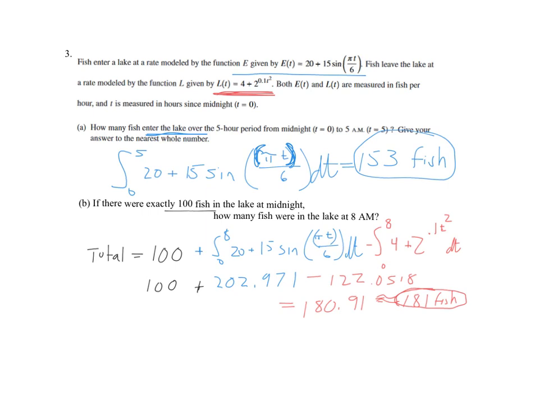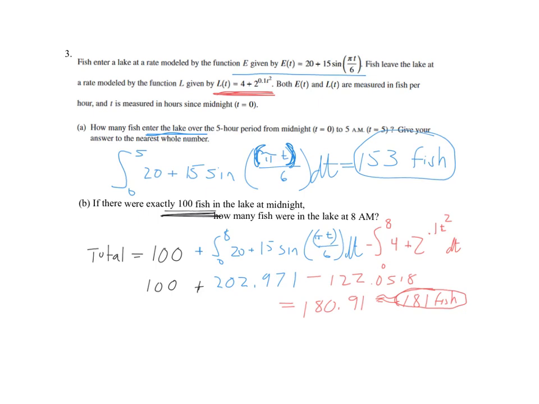Part B changes our limits. If there were exactly 100 fish in the lake at midnight, how many fish were in the lake at 8 a.m.? So again, it's the total. It's how many we started with. We started with 100. We add a certain amount, which is 202.971 fish. Obviously, there's no such thing as 0.971 fish. And then we subtract from that the red function.